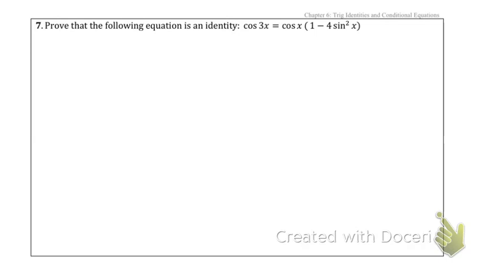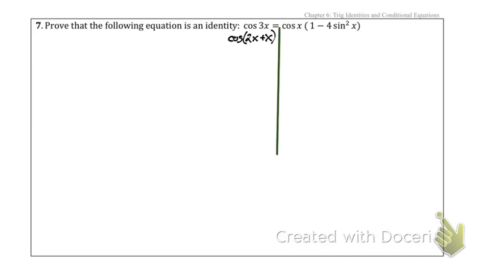7 says cosine 3x equals cosine x times 1 minus 4 sine squared x. So I'm looking at cosine 3x, and that's a triple angle because it's 3 times an angle. I don't have a triple angle formula, so I need to rewrite it as a double angle formula. The easiest way to do that is just rewrite it as cosine of 2x plus x.